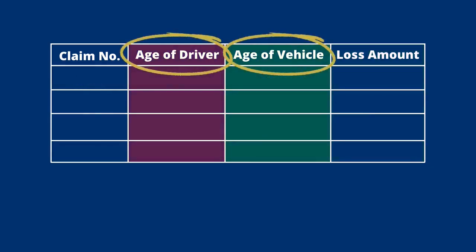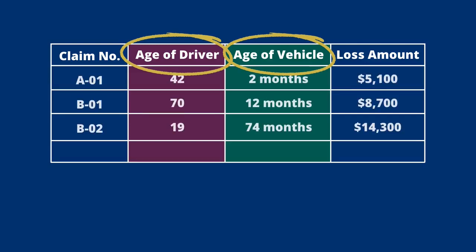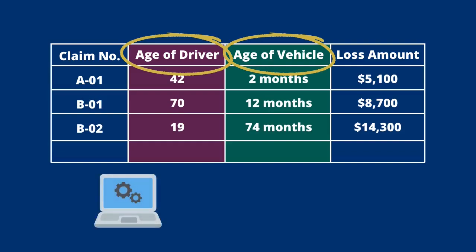For example, if we believe that for any given accident claim, the age of the involved driver and the age of the involved vehicle do tend to have an impact on the final loss amount, we can use our past loss data from prior claims to develop a predictive model that will then estimate the loss amount for a new claim that hasn't been settled yet based on the driver's age and vehicle age for that claim.